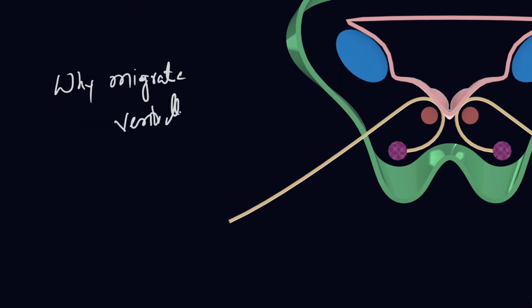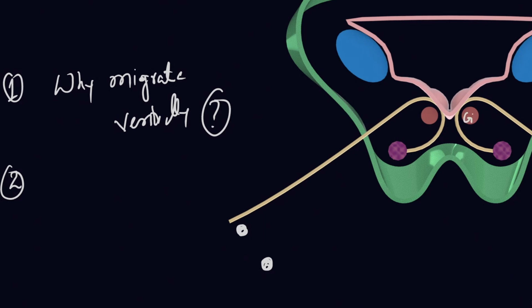Now two important questions arise. Why is there the need of migration? Why migrate ventrally when it can remain here? Why migrate ventrally? That is the number one question that we should answer. Number two question is, okay, let me first draw a diagram for you. We have in the medulla the nucleus ambiguus, and at the medial end we have the general somatic efferent nucleus, that is the hypoglossal.